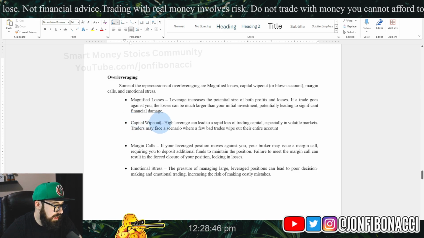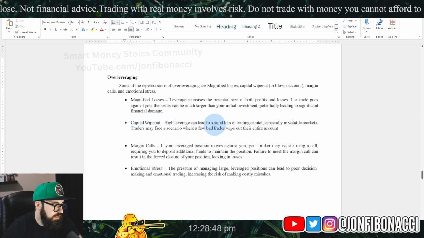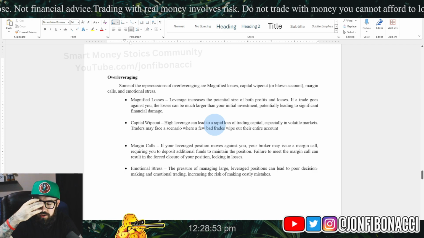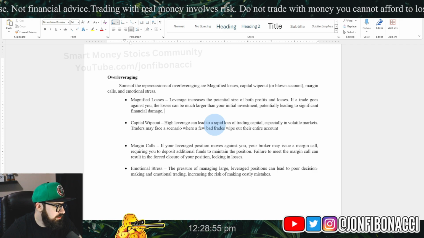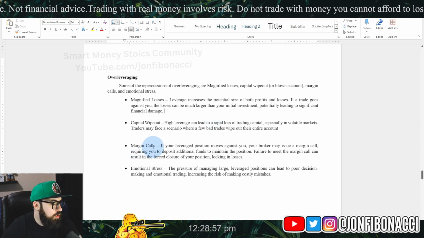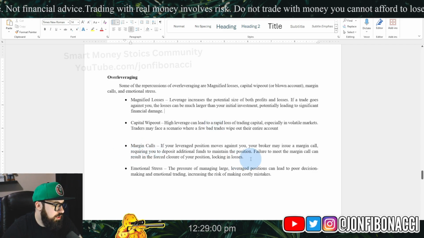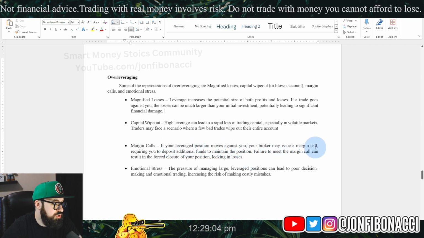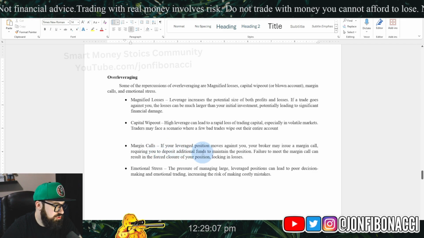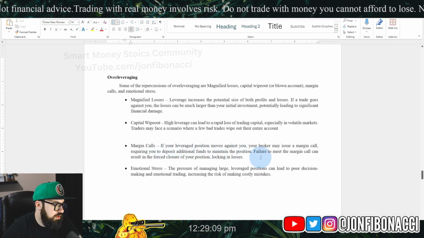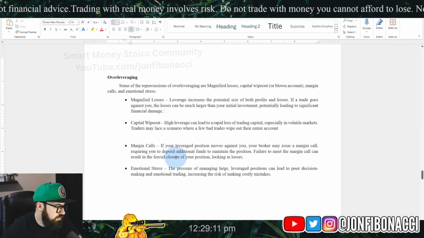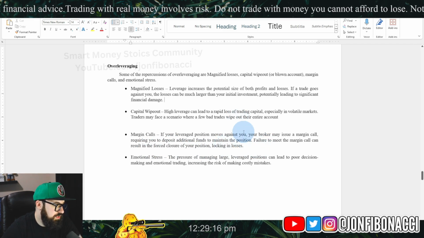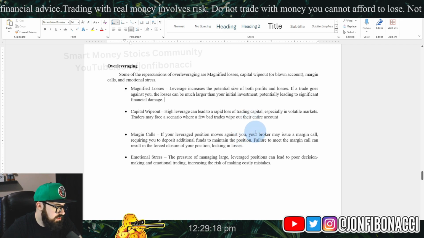Capital wipeout, aka blow an account. All right, leverage can work for you as well as against you. That's in every risk disclaimer in the trading space. Okay. Margin calls, hopefully that's never happened to you. If your leveraged position moves against you, your broker may issue a margin call requiring you to deposit additional funds to maintain the position. Failure to meet the margin call can result in the forced closure of your position. And that's pretty much, these are very similar, and that's not what you want.